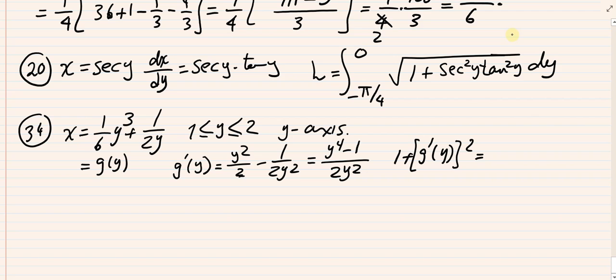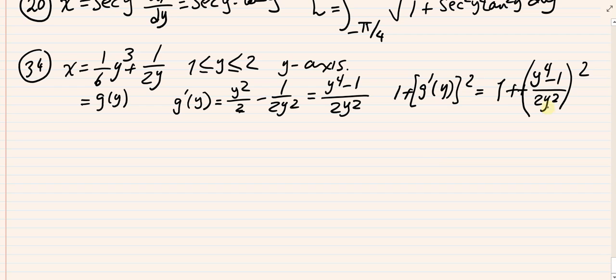1 plus g prime of y squared makes this, here's the form of 1 that I need, plus y to the 4th minus 1. Actually, we want that squared. Hold on, 2y squared, we're squaring that. So actually, I want a different form of 1. Let me just write that as 1 plus still. Because once we square the denominator, we get 4y to the 4th, and that's how I want to rewrite the 1.